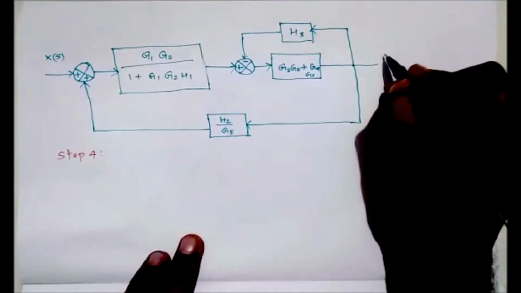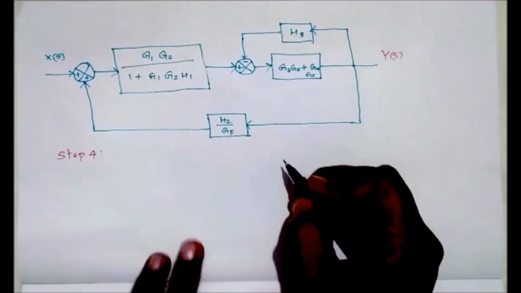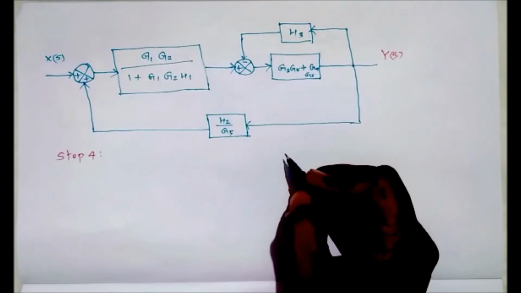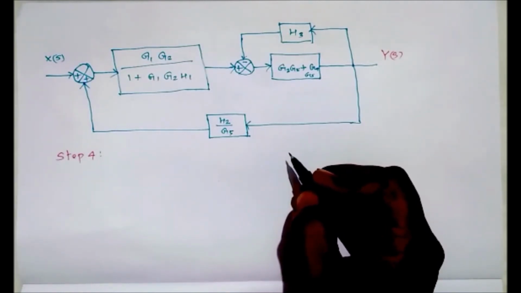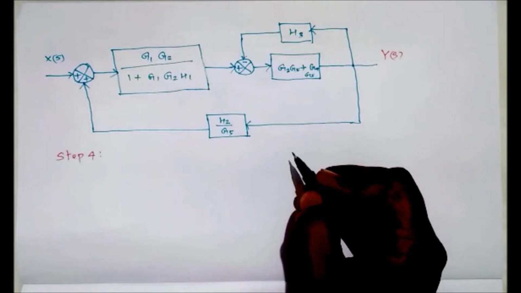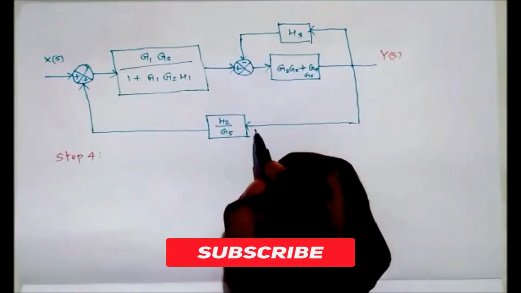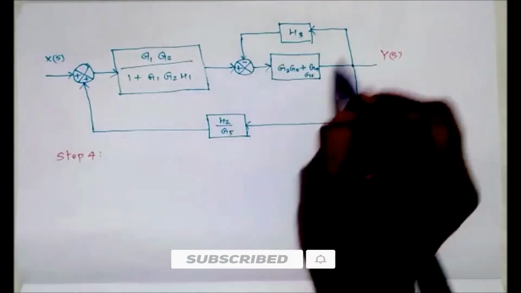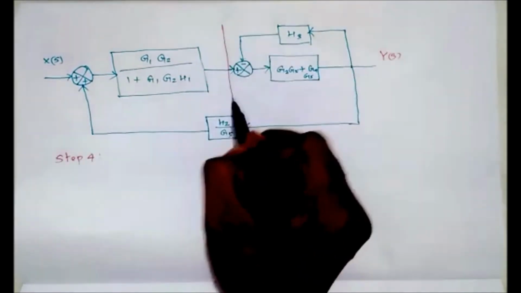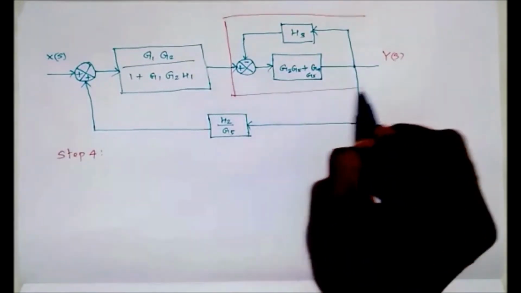So now, in the next step, we have to check whether any two parallel blocks or series blocks are available. Here there is no parallel or series block, but only one thing we can do. Here there is a loop. So by using the feedback reduction technique, we can eliminate this feedback.